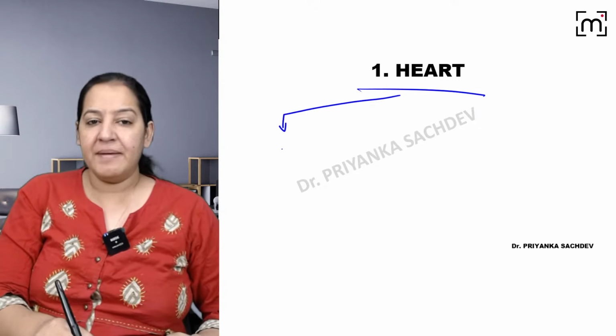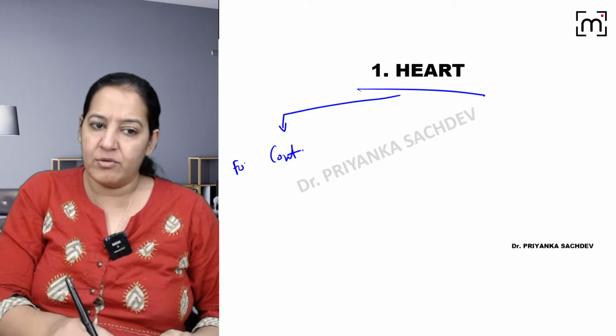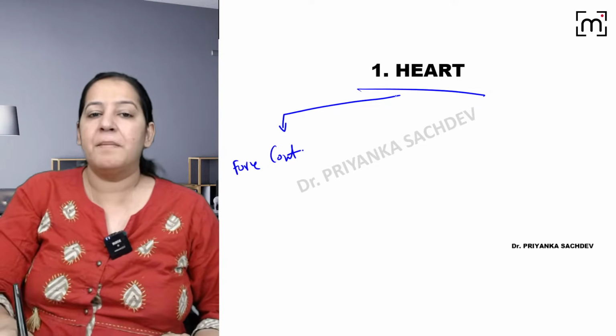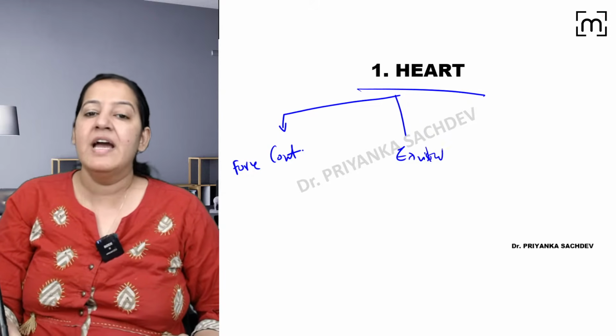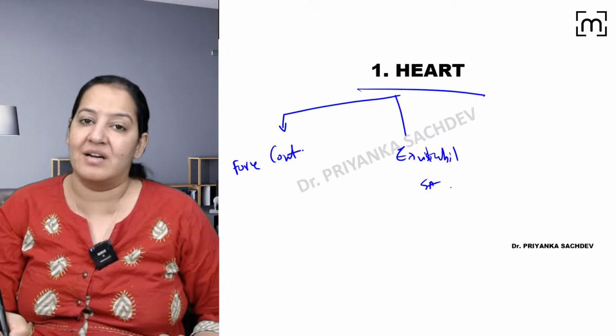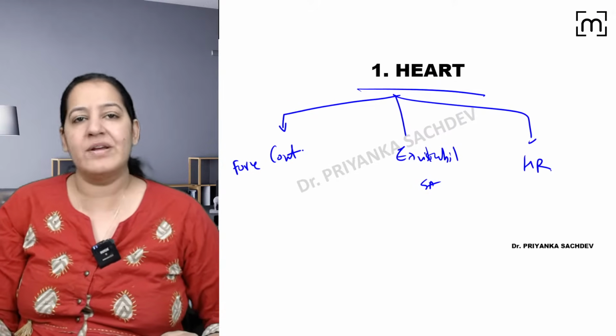Number 1, tell me what does it do to the contraction, force of contraction. Does it increase or decrease on giving Digitalis? Number 2, tell me the excitability. What does it do to the excitability? Excitability मतलब SA node को क्या करता है? Is it increased or decreased? And third, tell me the heart rate. Is it increased or decreased?